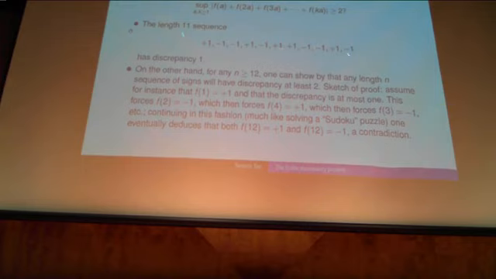But it turns out that that's it. Once you get to 12, when you have 12 signs, you must have discrepancy 2 at least. So let me see if I can actually prove this.